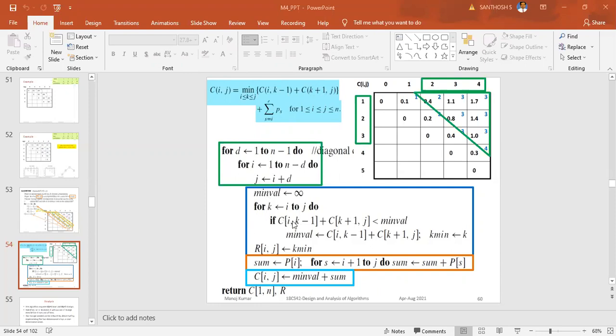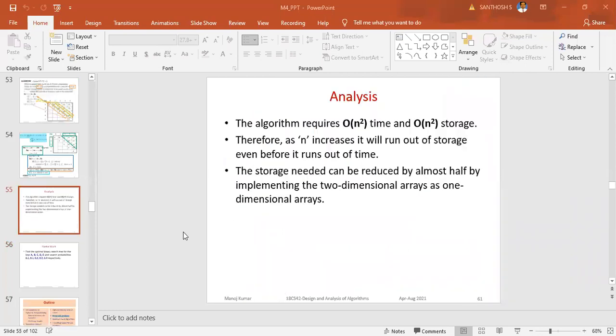So if C of i comma k minus 1 plus C of k plus 1 comma j is less than min-val, then take min-val is equal to C of i comma k minus 1 plus C of k plus 1 comma j. So R of ij is equal to k min. So this is the programming code that we have taken for finding the optimal binary search tree. So come to the analysis part.